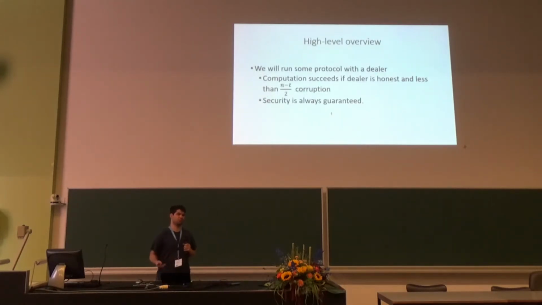So the high-level idea is that we'll run some computation with the dealer. The computation succeeds if the dealer is honest and there are fewer than (n-T)/2 corruptions. So there's a small number of corruptions, and we'll always have security as long as fewer than T players are corrupt. And if the dealer turns out to be bad, well, we can just replace him, and with fewer than a certain number of such replacements, we should have the correct output.